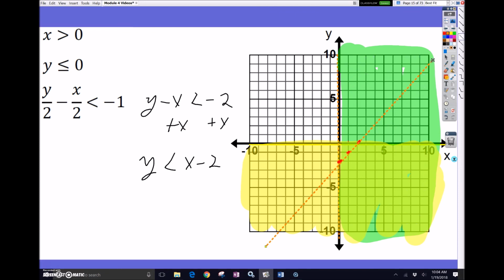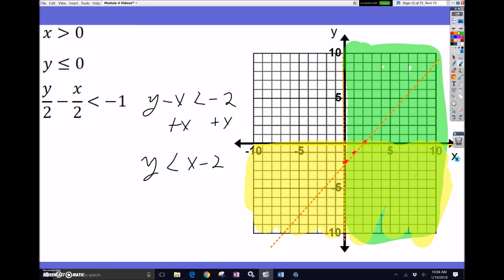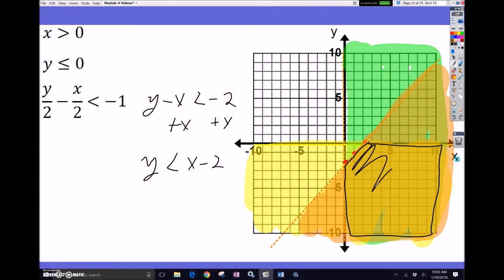And then it says it's less than, so I would shade down from the y-axis. And I'm going to go ahead and do that in orange. And what we're doing is looking for the area where all 3 of them overlap. And that would be in this spot right here is where all 3 overlap. So this would be the answer to the 3 solutions.